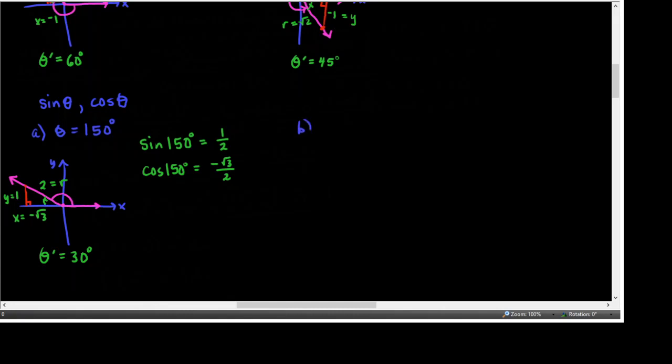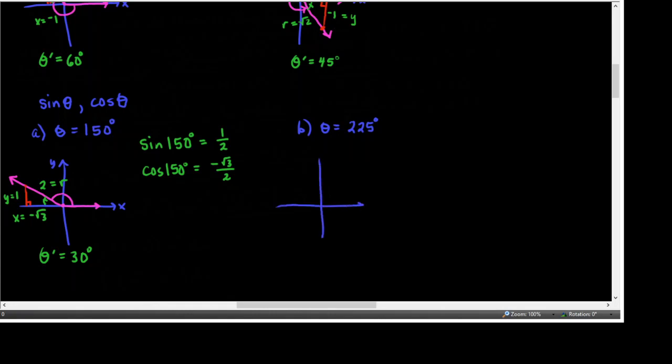B, theta is 225 degrees. So we've seen several of these. What I would like for you to do right now is to pause the recording and see if you can find these answers on your own, and then come back and check with me and see how you did.